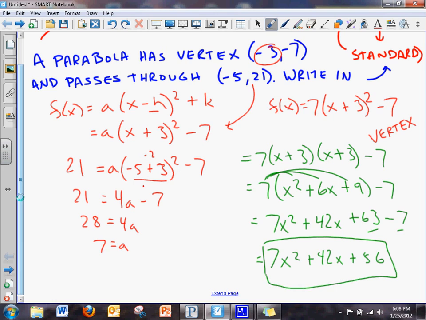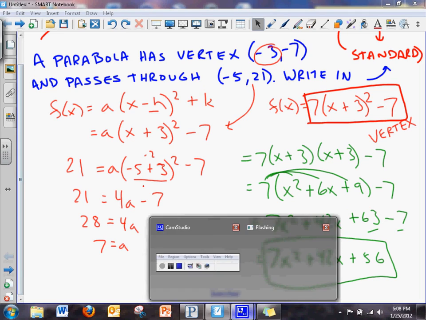So just a couple things to note here. The equation I just boxed is the exact same as this, just in a different form. I didn't change the parabola. It's the same parabola. It still has that vertex. It still goes through that second point, just in a different form. All right, sound good?